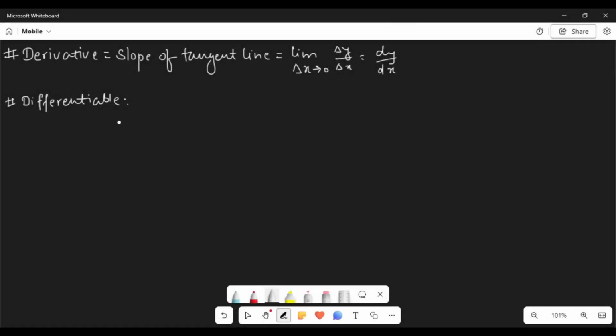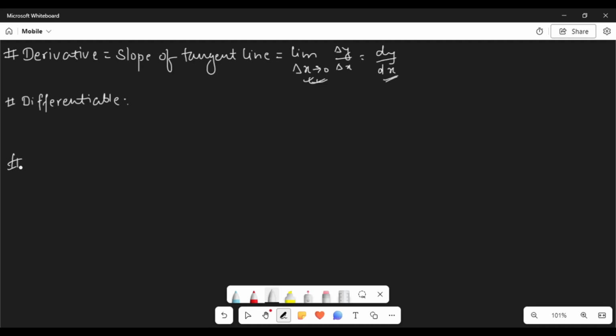So far we have established these things. The derivative is equal to slope of tangent line, and it is given by this limit and represented by this symbol. Now we'll see what it means to be differentiable. If derivative can be calculated at a point for a function, then the function is called differentiable at that point. If it cannot be calculated, then it will be called not differentiable. That's a simple meaning of differentiable. If this limit exists, then we'll call the function differentiable at that point. If this does not exist, we'll call it not differentiable.